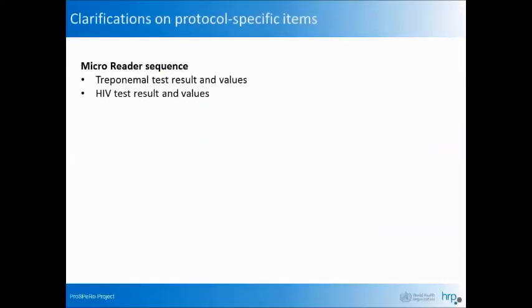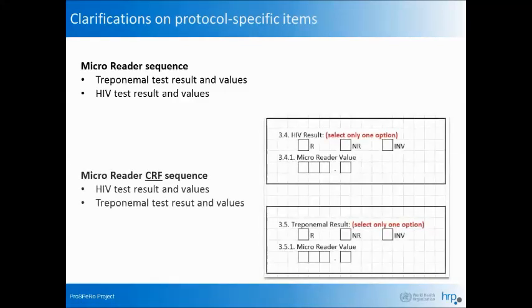Let us remind you that in the microreader, the sequence of the results is different compared to the previous forms. For both BioLine and ChemBio, the microreader will display the treponemal result first, and then the HIV result. In the microreader CRF, you will be asked to enter first the HIV result and related values, and then the treponemal result and related values.